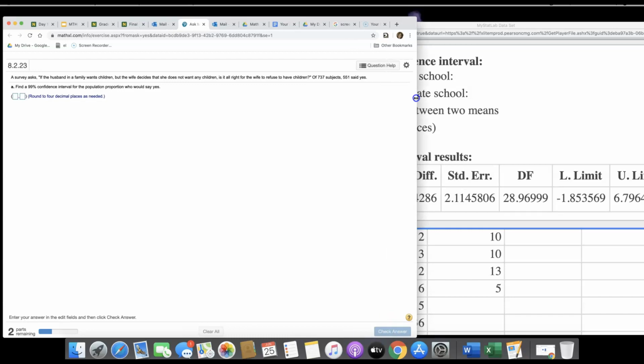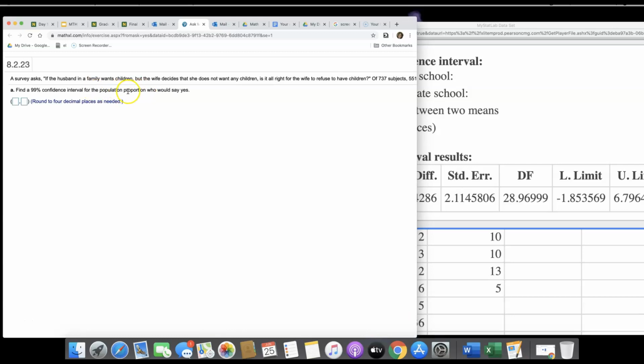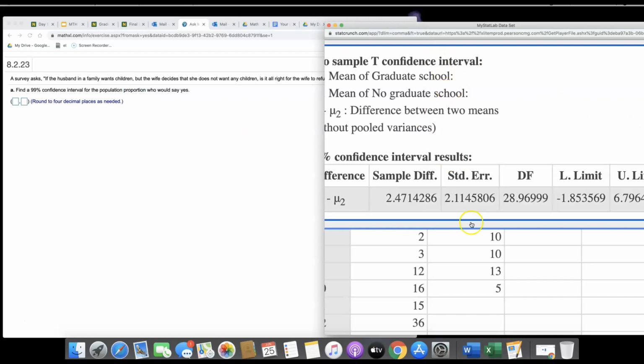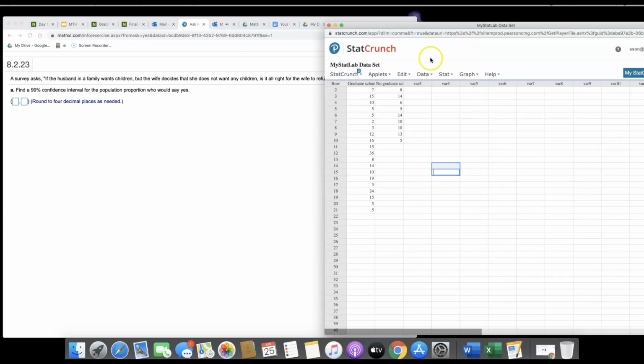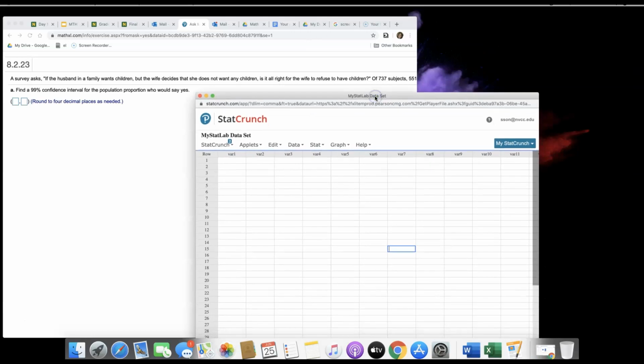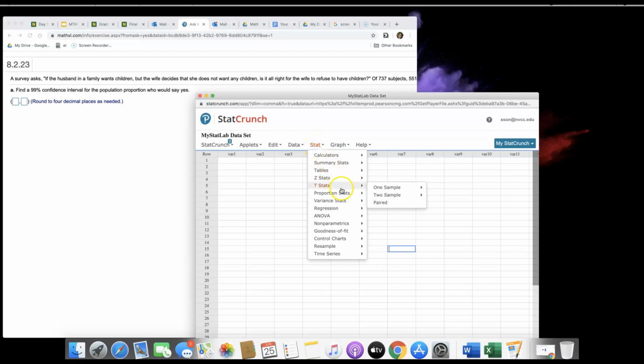Okay, so what are we doing? We're creating a 99% confidence interval for, look at this keyword for me, okay? Population proportion. So if you're trying to create a confidence interval to capture the population proportion, we're going to just delete all this data. I was doing another homework problem. Then this is where you're going to go: go to stat, go to proportion stats.